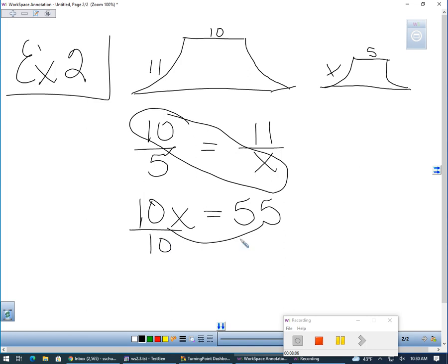Divide both sides by 10, and x equals 5.5. I do want you to go to 5.5. Now listen, the reason today you're going to a decimal is because it's a length. It's a real life situation, right? So I want the decimal today when you're talking about the length of a figure. It depends what it says.